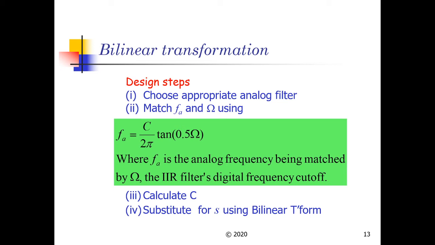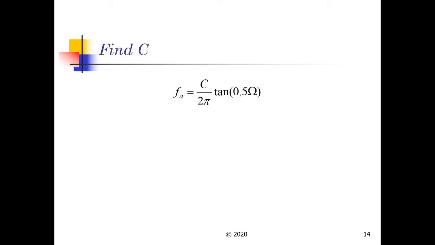So we already have the appropriate analog filter equation. We're going to have to match the analog frequency and the digital frequency, and in this case we're going to be calculating for C. So we have our f(a) equation here to match a low pass analog filter to a low pass digital filter.